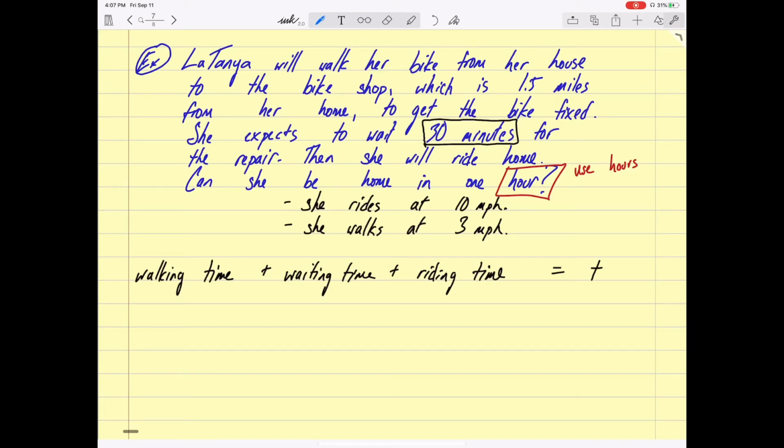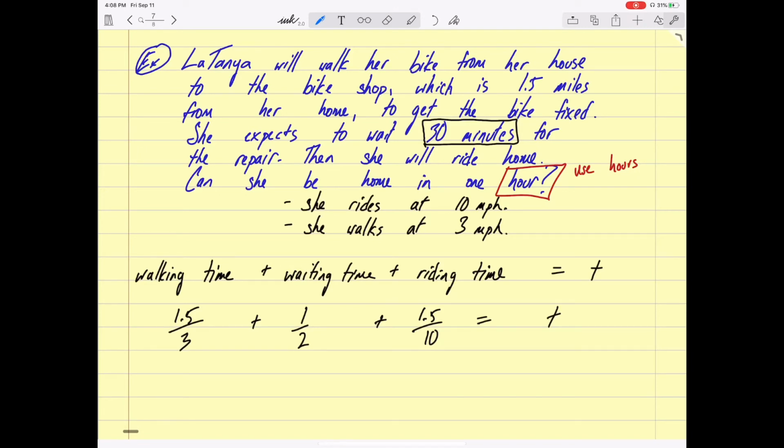Okay, so you can see if you write the equation out in words, it makes a lot more sense. So her walking time, she walks 3 miles an hour, and she does that for 1.5 miles. So the way that you set that up would be 1.5 over 3, because that's going to give you the amount of time that it's going to take her to walk there. Her waiting time is pretty easy. It's 30 minutes, so that would be 1/2 hour. And then her riding time is going to be similar. She rides the distance back to her house, which is 1.5 miles divided by 10.